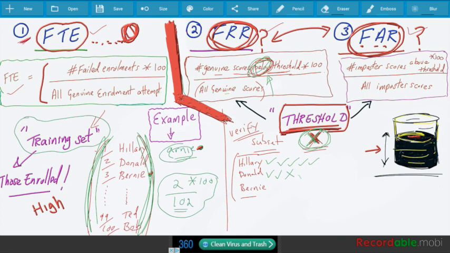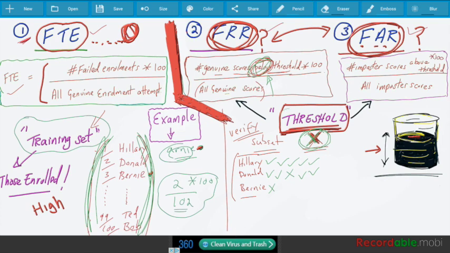Now comes his next one. He does a 4th attempt to verify, and that's successful. A 5th attempt to verify, and that's successful too. Now let's look at Bernie. Bernie comes up. He's got a bit of trouble. First time, it rejects him. His score was below the threshold that you'd set.